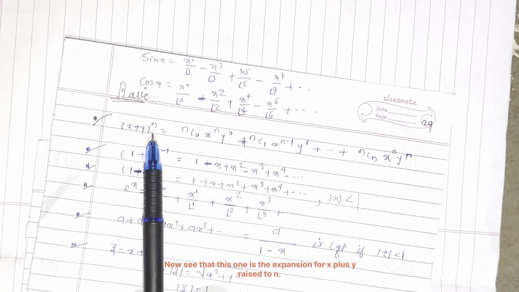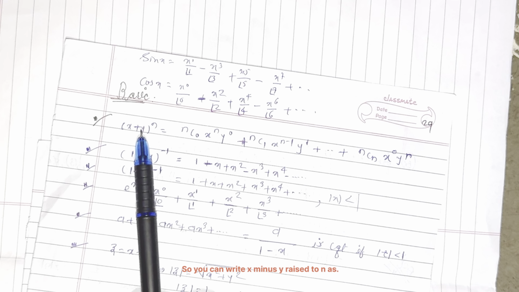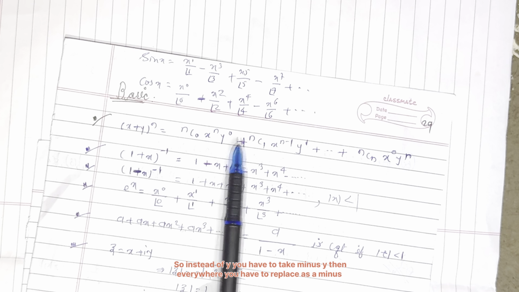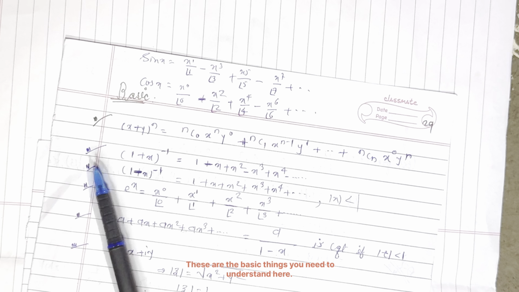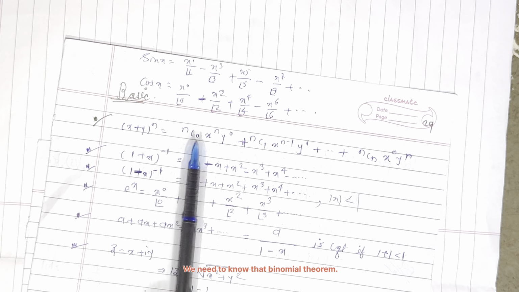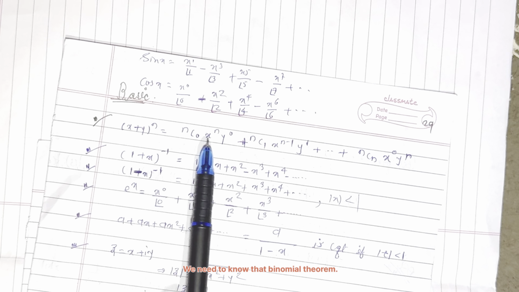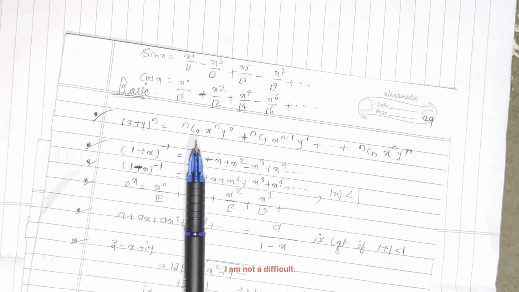This is the expansion for x plus y raised to n. You can also write x minus y raised to n: instead of y, take minus y and replace it that way everywhere. These are the basic things you need to understand. We need to know the binomial theorem. These are concepts from 12th standard, not difficult.